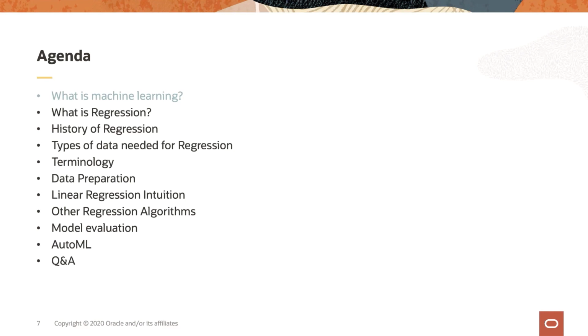So we're going to go into what is regression, a little bit of the history of it, the types of data needed, terminology, data preparation, a little bit of intuition as well, and some mention about linear regression and other types of algorithms used for that. And finally, we will talk about model evaluation and AutoML.